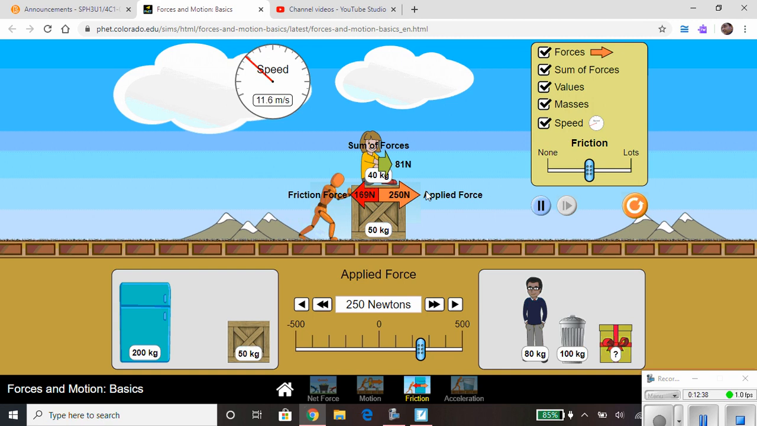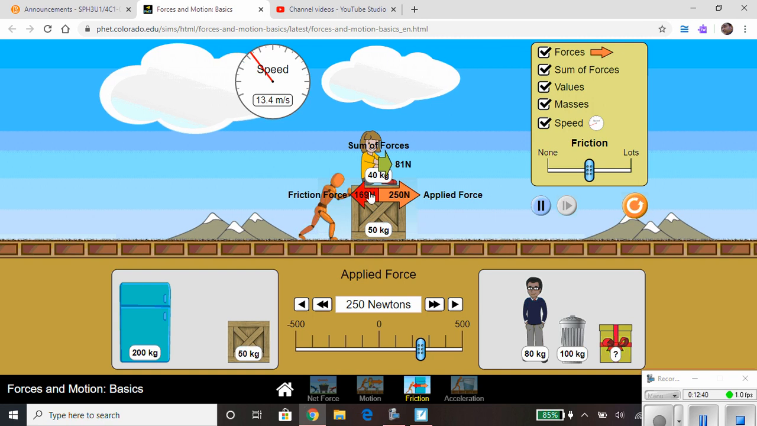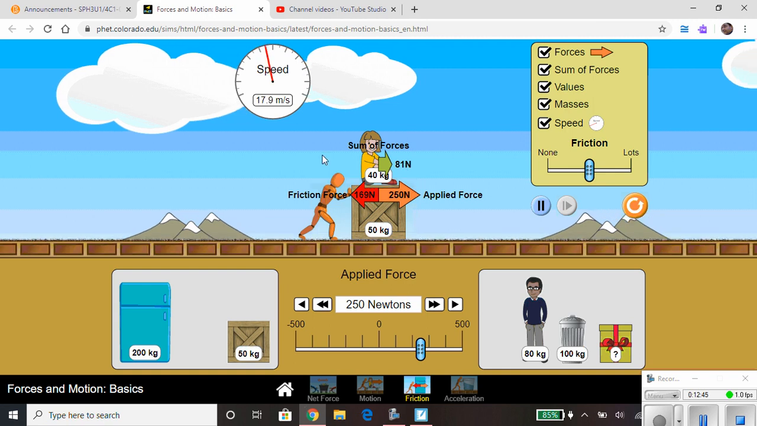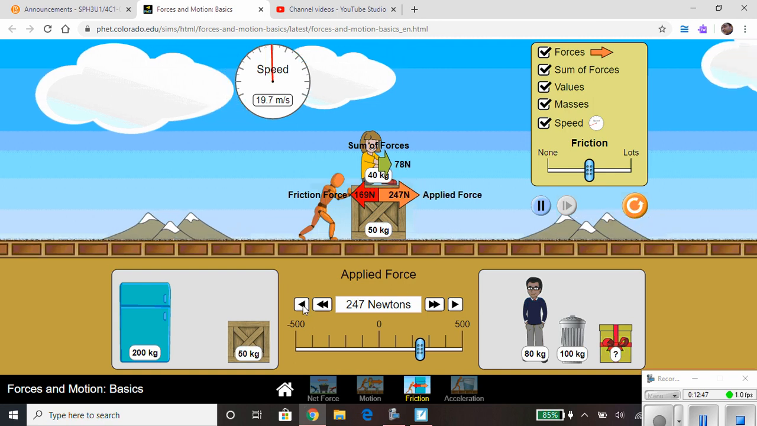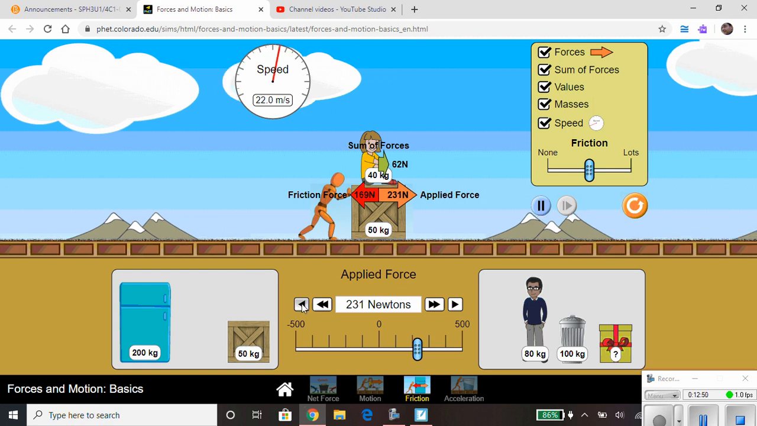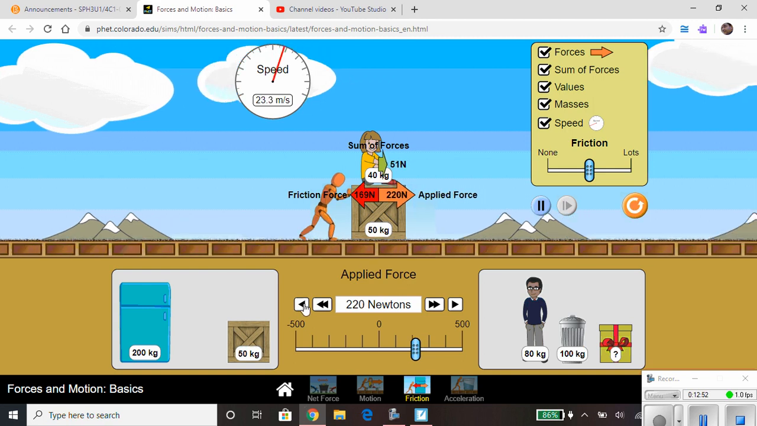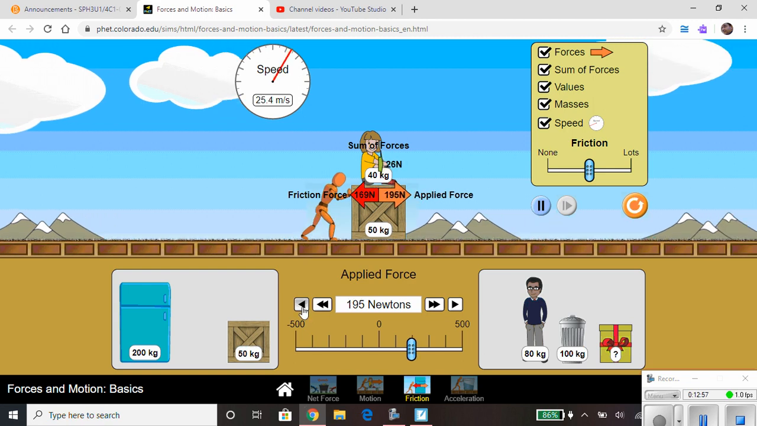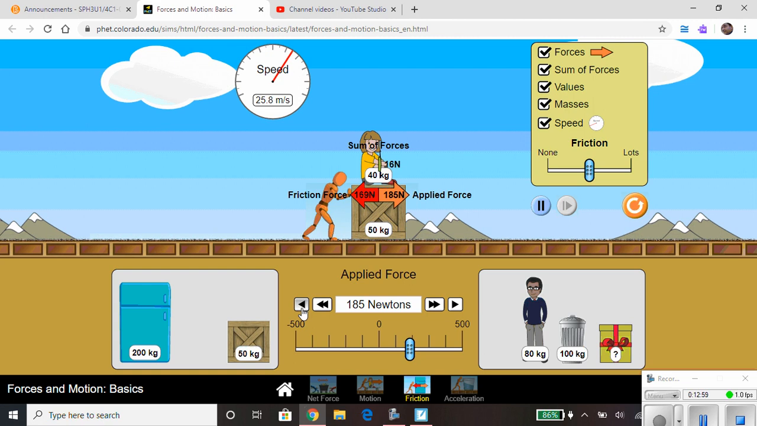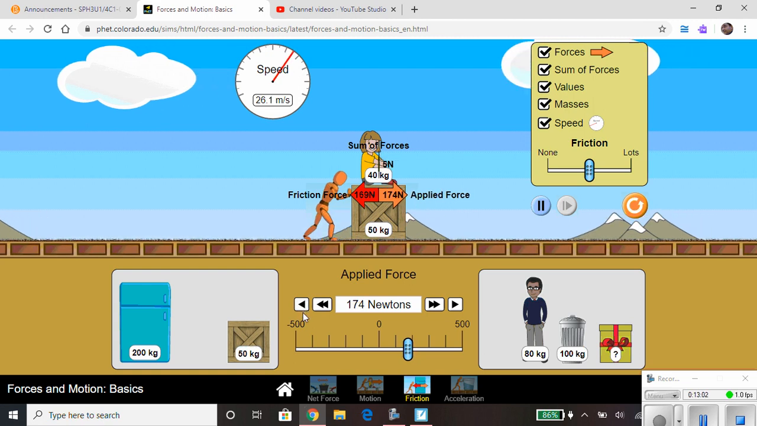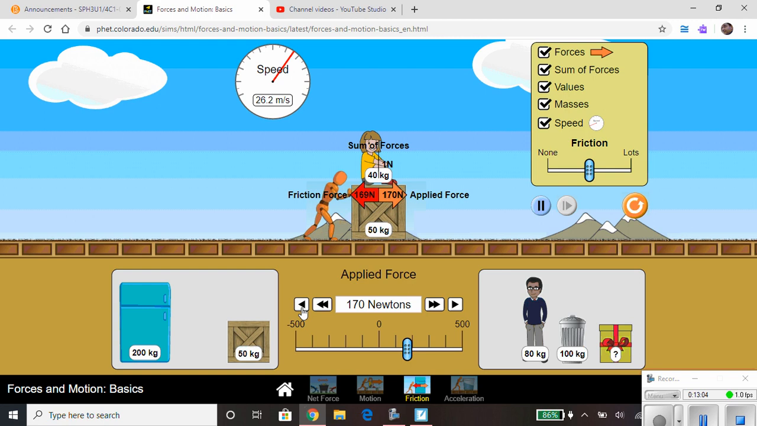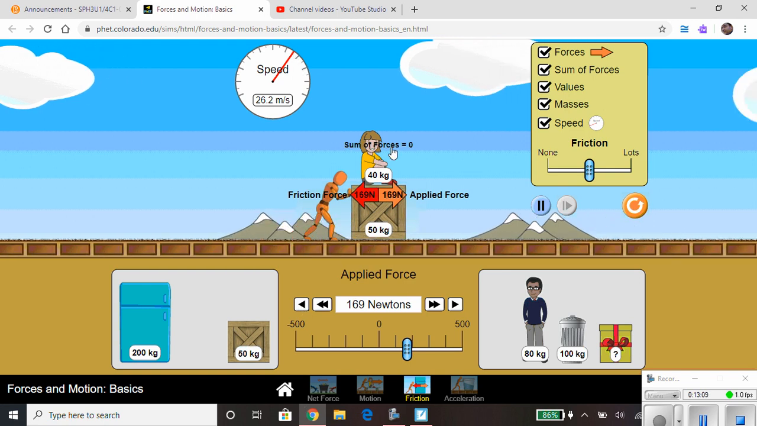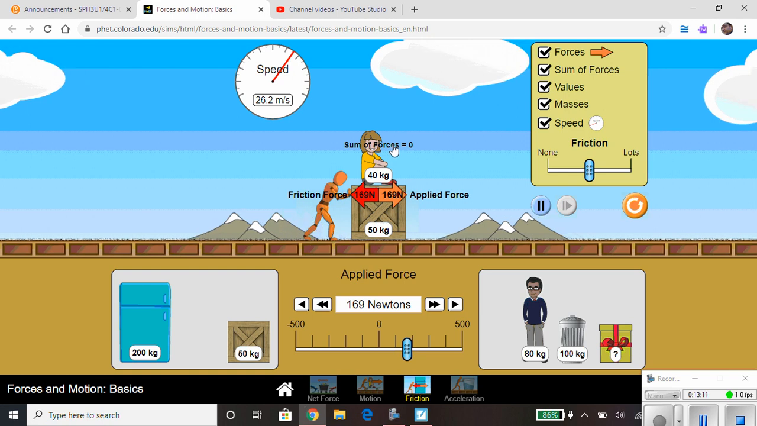All right, and look, my applied force is larger than my frictional force. I have 81 newtons of net force. So it's accelerating. The speed is increasing. But if I push with less, so that my net force becomes 0, it's still moving forward, but look, it's not speeding up anymore. My F net is 0, my acceleration is 0, and it's moving forward.